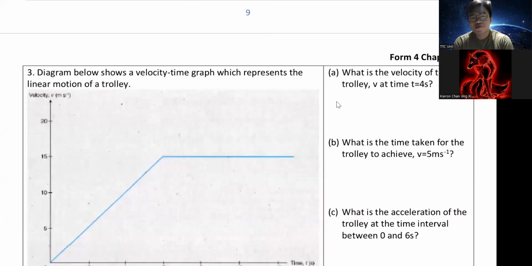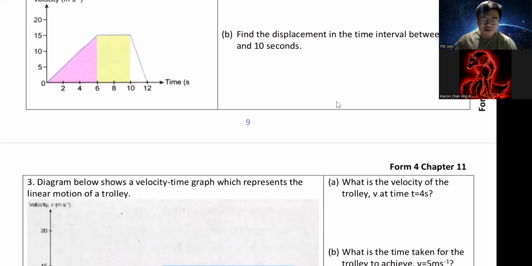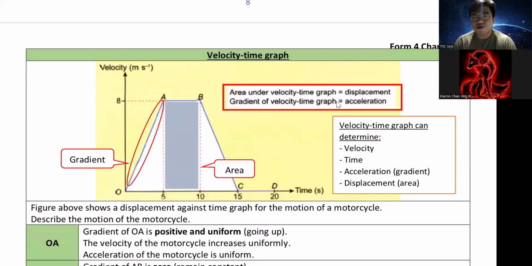And I don't know whether the progression is the same, because it might be a bit different, because I'm going into velocity time graph today. Velocity time graph. Have you learned this? Maybe you have, but I'm up to here.